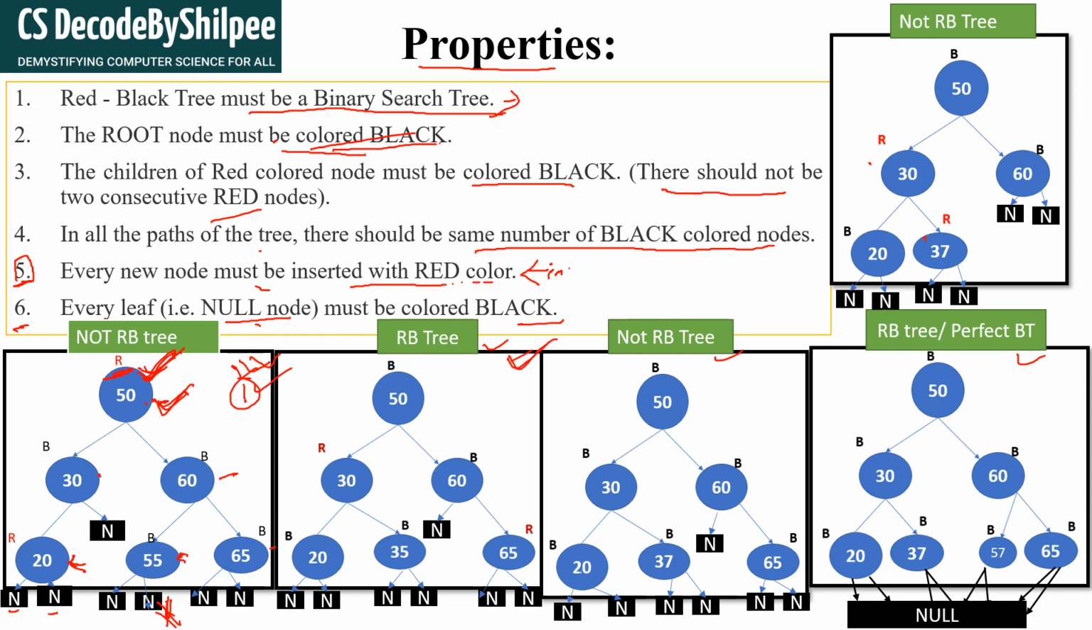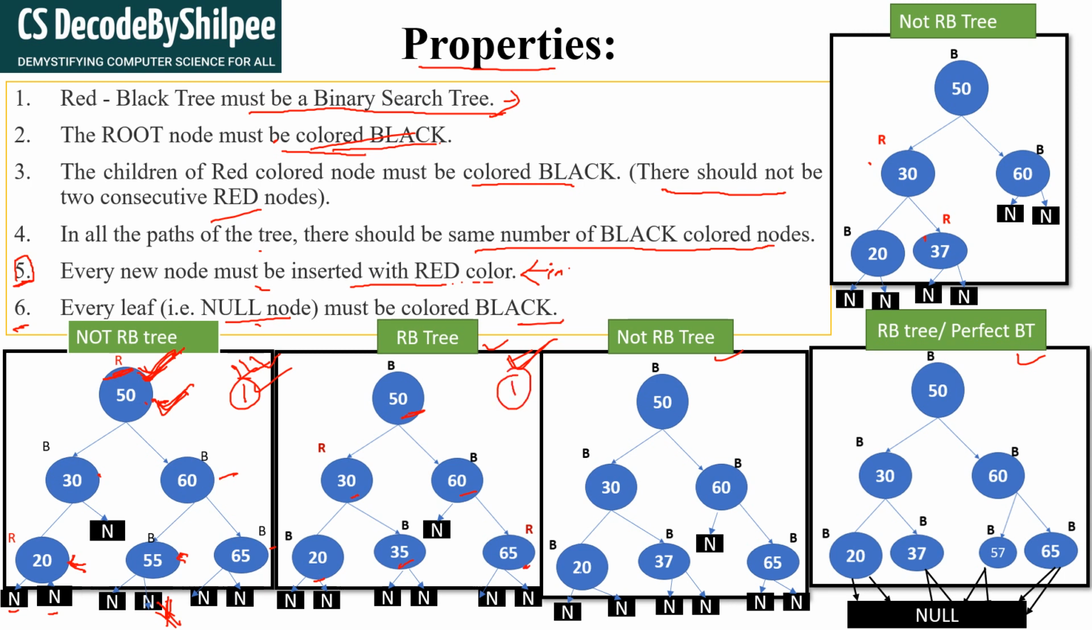So first property is saying that the tree must be a binary search tree. So first check that 30 is lesser than 60, yes. 20 is lesser than 30, yes. 35 is greater than 30. 65 is greater than 60, yes. This is a binary search tree. So first property is done.